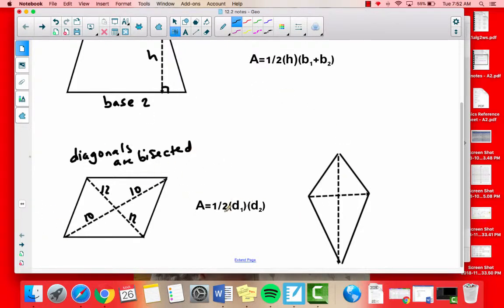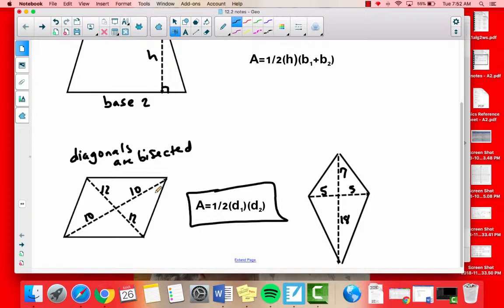For a kite, however, only one set is bisected, and that's typically going to be the shorter one. For example, this could be 5 and 5, and then maybe this long diagonal here, maybe this is 7 and this is 18. All right, so when you're using this formula here for a rhombus or a kite, make sure that you find the total diagonal of each, not just one individual part.